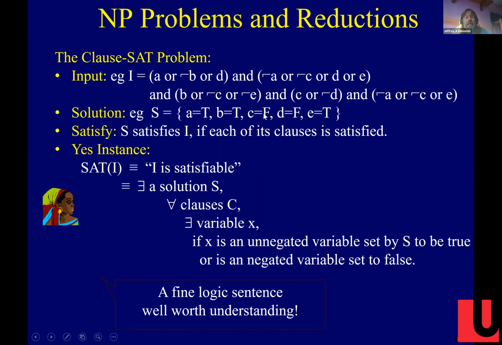Or here the C is false, so here C is negated, so that satisfies the not C, which satisfies that clause. So we're saying the clauses are satisfiable if there exists a solution that satisfies every clause, because for each clause there's a variable that is either negated or unnegated in the right way. Everybody understand that?